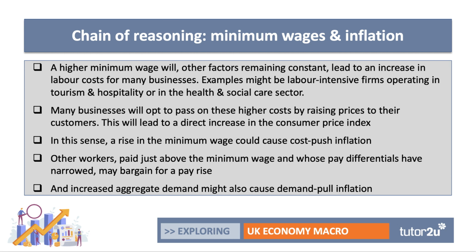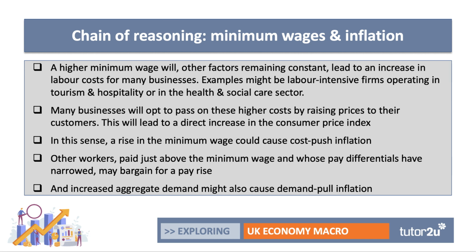Here are one or two analytical points explaining the possible causal connections. First of all, it's important to make the link between minimum wages and labour costs. So a higher minimum wage will, other factors remaining the same, lead to an increase in the labour costs for many businesses, including businesses that employ a lot of labour, businesses in tourism and retail and hospitality, and especially things like health and social care. Many businesses will then opt to pass on these higher costs by raising their prices to the final consumers.